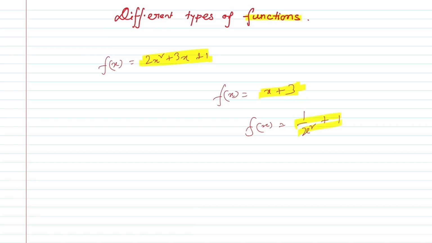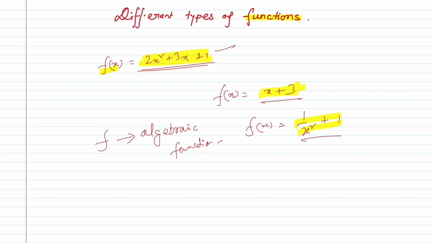If f(x) is equal to any algebraic expression, then this function f is said to be an algebraic function. So this is what algebraic functions are. The graph of algebraic functions depends on the expression, on these algebraic expressions.